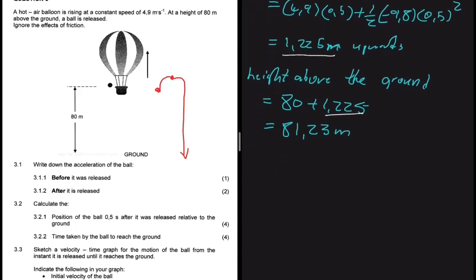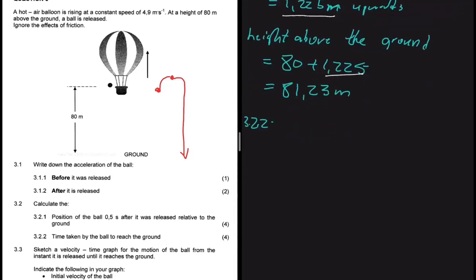And then let's move to 3.2.2. So 3.2.2 is saying let's find the time taken by the ball to reach the ground. So if we take Vi as 4.9 meters per second, delta y will be equal to minus 80 meters. The minus sign is because the ball has moved downwards, and we're taking upwards as positive. And then we always know what the acceleration is, that is 9.8 meters per second squared, and the minus sign is to show the direction.